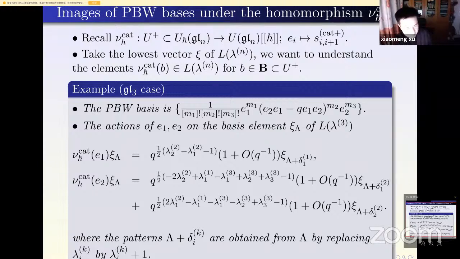So this is one example of how the PBW basis looks like under the maps of quantum Stokes matrices. But here I take the Q leading terms of the images of the PBW basis. For those who know the canonical basis, the canonical basis is a sort of Q leading terms of the PBW basis. So this is why I take the Q leading terms of the image. In this way, I can compute the image of the canonical basis.